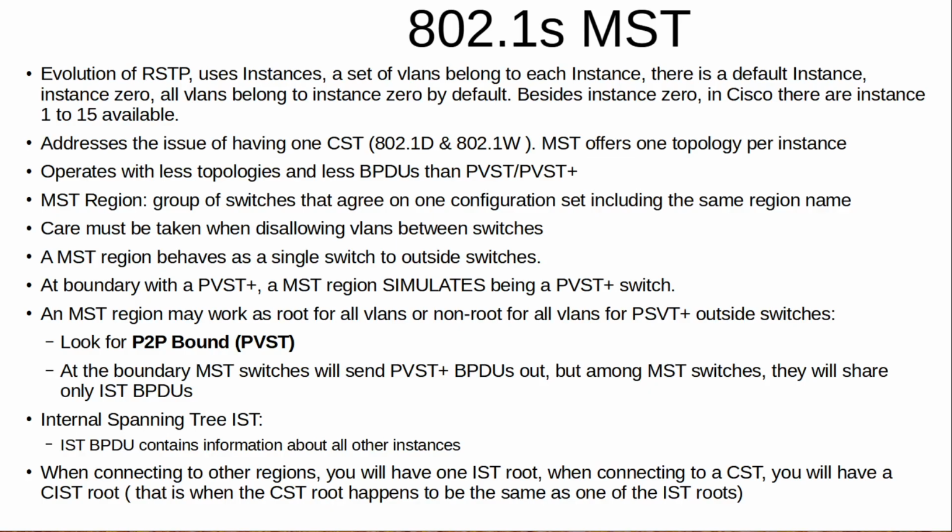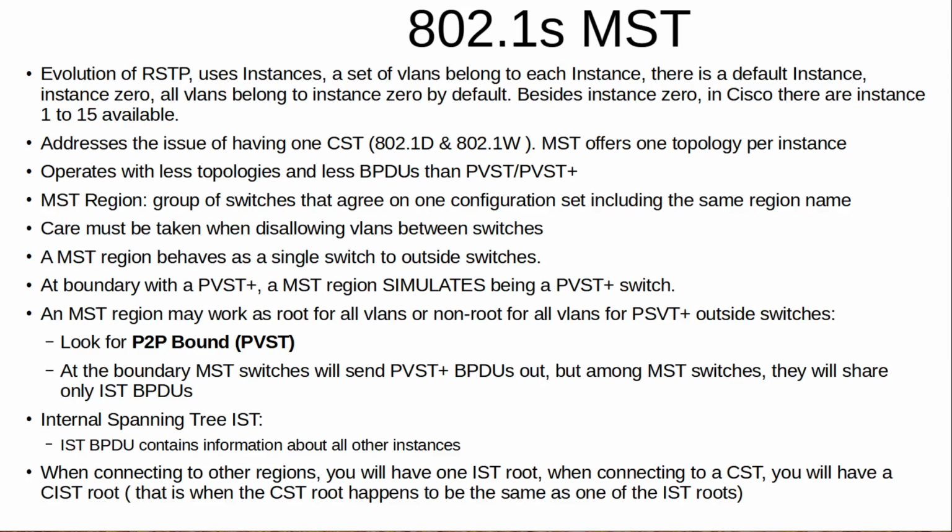At the boundary, MST switches will send PBST Plus BPDUs out, but within the region, the MST switches will only share one BPDU. MST has an internal spanning tree. IST BPDUs will be sent every 2 seconds, and it will be the only BPDU that gets sent. This BPDU will contain information about all the instances. So no matter how many instances you have, you will be only sending one BPDU every 2 seconds.